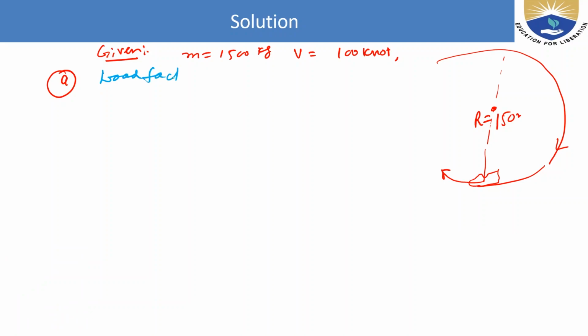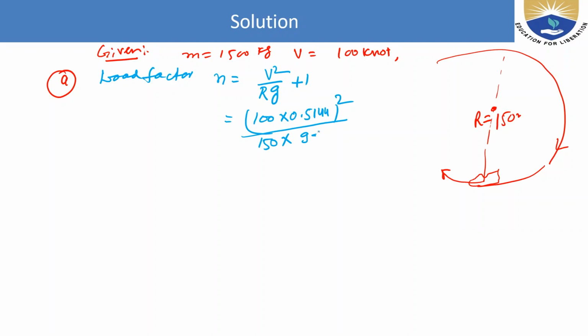This load factor N we know is V square by RG plus 1. V is equal to 100 into 0.5144, whole square, divided by 150 is the radius and G is 9.81, plus 1. So, you will get N is equal to 2.8. So, this is the answer for the first problem.